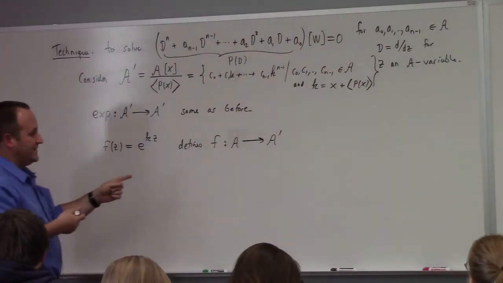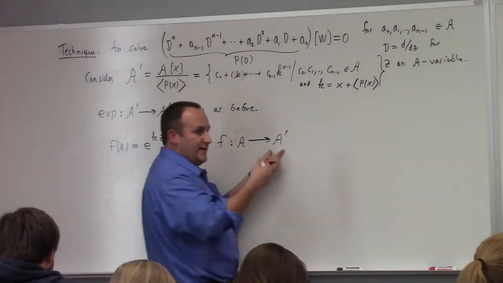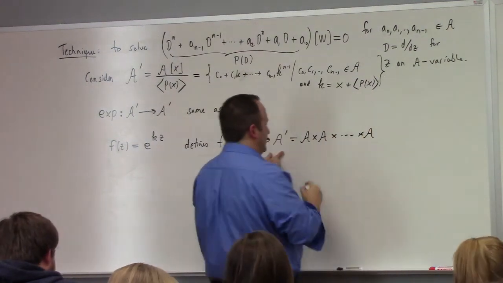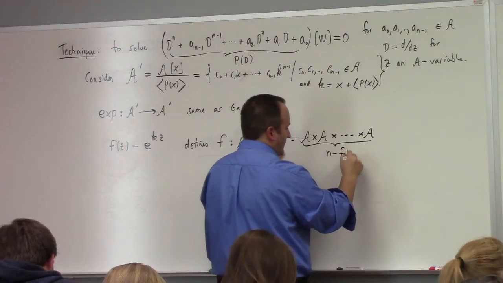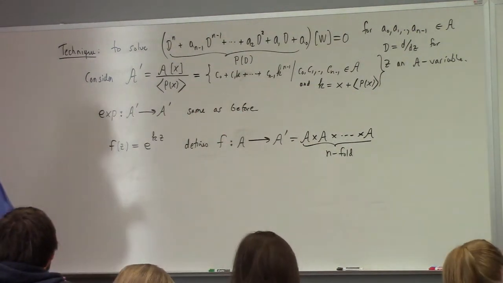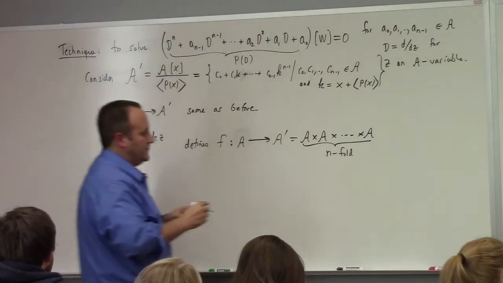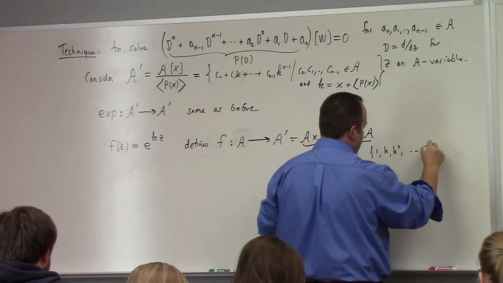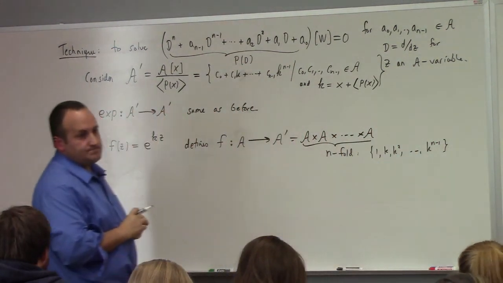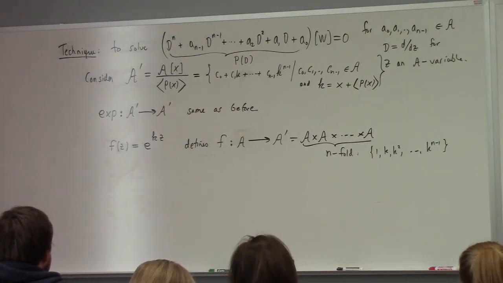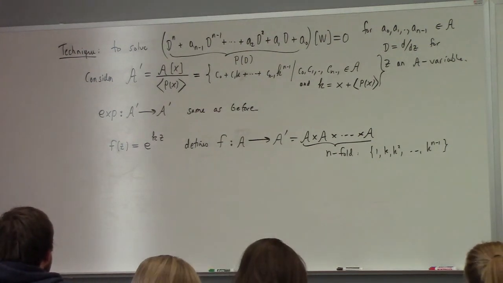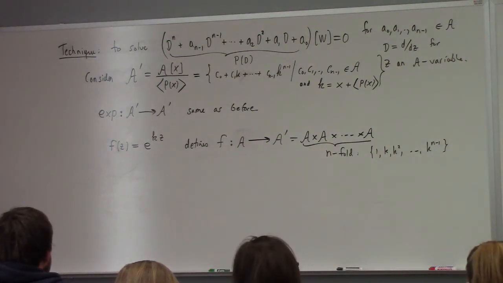And the beautiful thing about this is A prime is essentially A cross A cross A, n-fold copies of A. The basis is 1, k, k squared, and so on, up to k to the n minus 1. So that means you can look at component functions, much like your homework problem where you looked at component functions of a ring homomorphism. We can look at the component functions of the exponential, right?